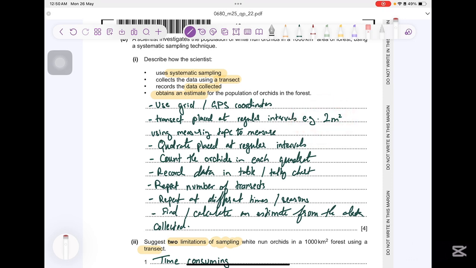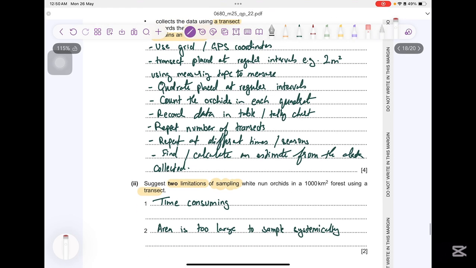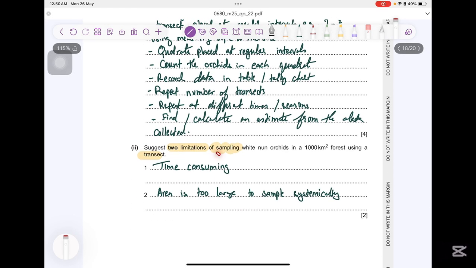Quadrats are placed at those regular intervals. You count the orchids in each quadrat and then record your data in a table or tally. That's a tally, okay? Tally chart. Repeat the number of transects. Repeat that at different times of the year or different seasons, different places, different farms, whatever. Find and calculate an estimate from the data collected. Suggest 2 limitations of sampling white orchids in the forest using a transect. That's time consuming, and also the area is too large to be covered by systematic sampling.